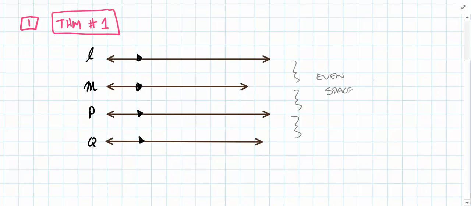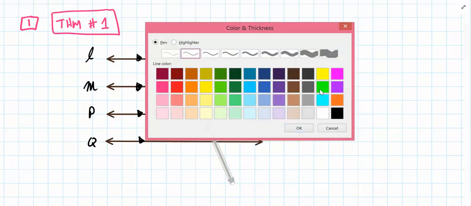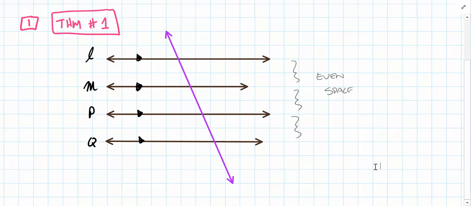If they're all spaced evenly, then here's the deal. If I have 3 or more parallel lines, and I take another line, which will be my transversal, and I cut right across, I'll make this a big purple line for you guys. The purple line is my transversal. Draw a transversal across all 4 of your evenly spaced parallel lines. And how do I know those lines are parallel, by the way? Little arrows, right?